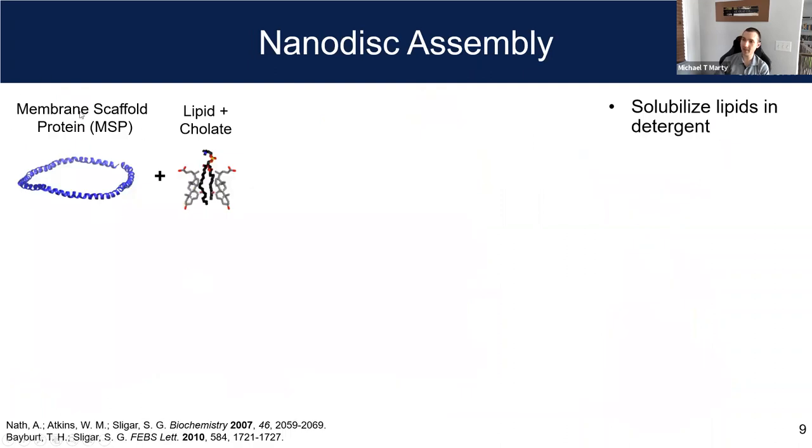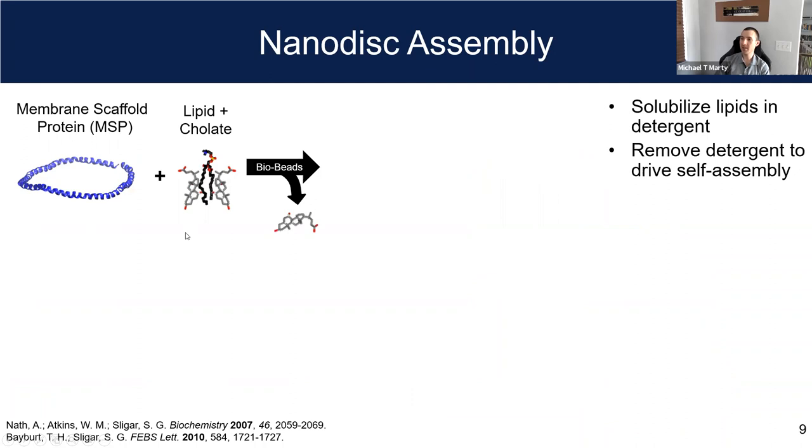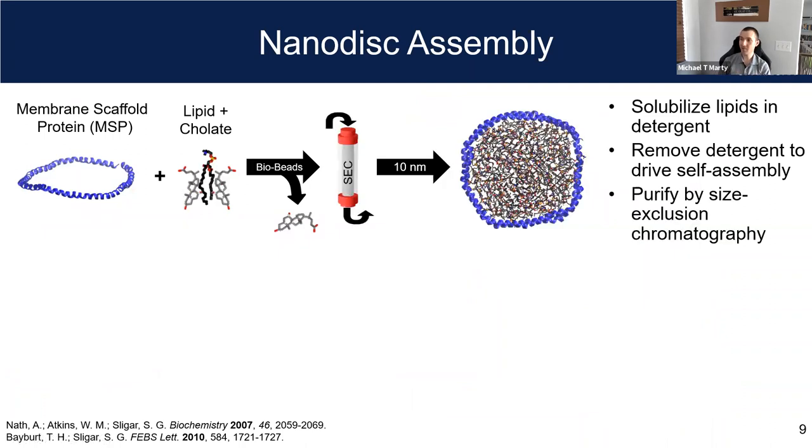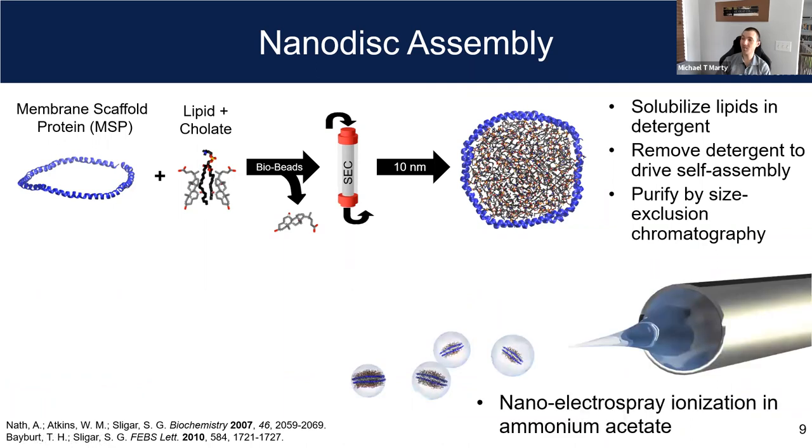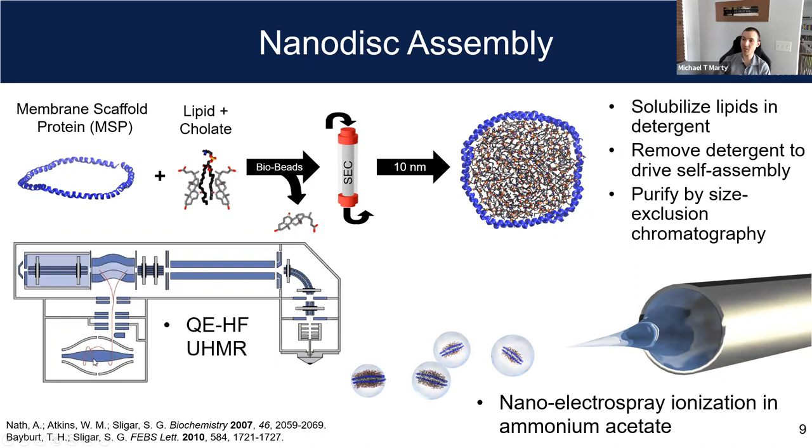So the way we make nanodiscs is just by taking our scaffold protein and our lipids and removing the detergent that we use to solubilize everything, the sodium cholate here, and everything kind of magically self-assembles. So we can take that, purify it with size exclusion chromatography. We also use the SEC as a place to switch the buffer into ammonium acetate. So it basically comes off the sizing column, ready to inject on the mass spectrometer. And we're doing everything today on a UHMR Orbitrap mass spec.